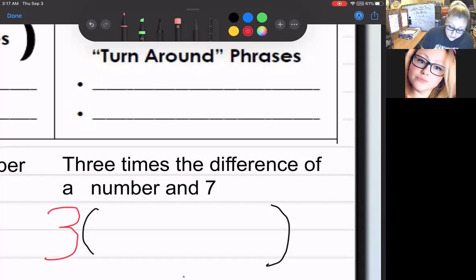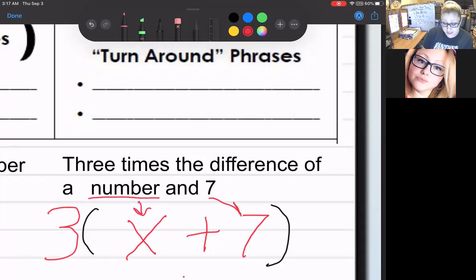So a number, x, and 7. 3 times the difference of a number and 7. That's how tricky it is. Because if you look, we have difference in subtraction and difference in parentheses. 3 times the difference of a number and 7. And we know "and" is plus. So a number is x. 7 is 7. So 3 times the difference of a number and 7.